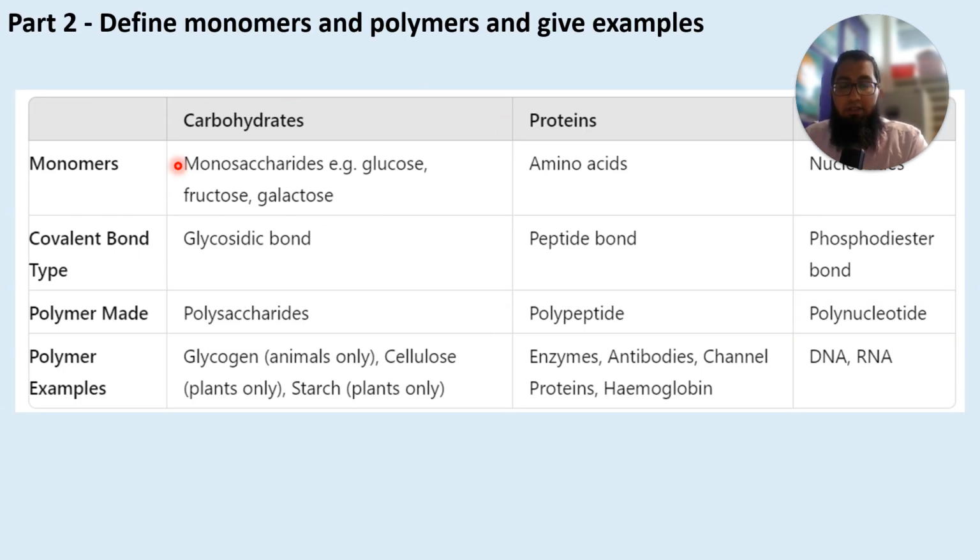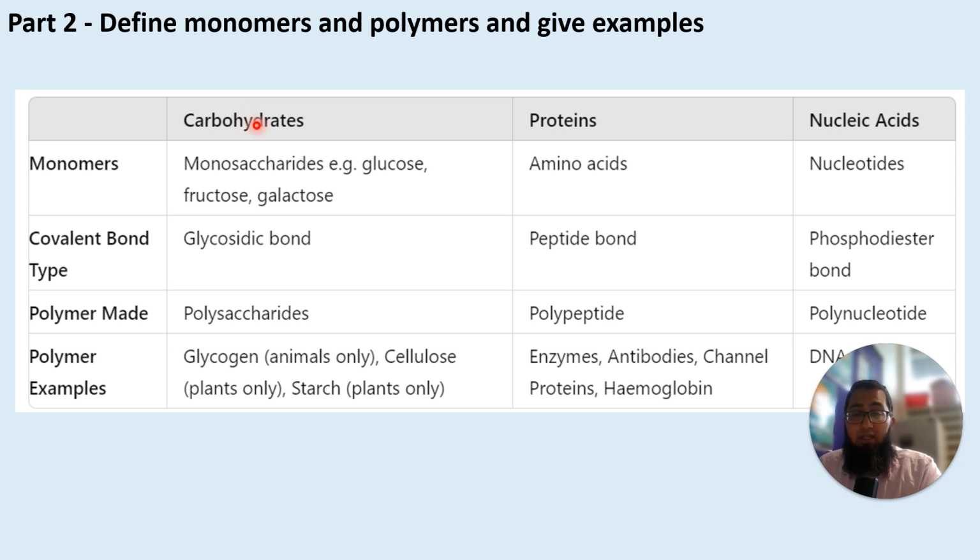I'm showing you here different types of biological molecule. I'm referring to carbohydrates first. Monomers could be glucose, fructose, galactose, and when these monomers are joined together, the bond between them is called a glycosidic bond, and the polymer that's formed is a polysaccharide. Whenever you hear the word saccharide, it always refers to carbohydrate or sugars. Examples are glycogen, cellulose, and starch.